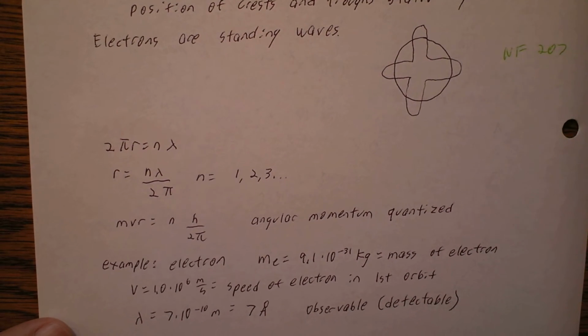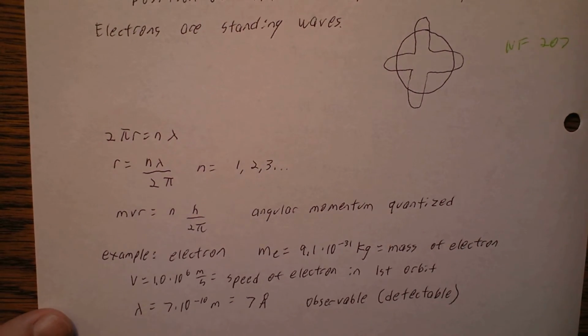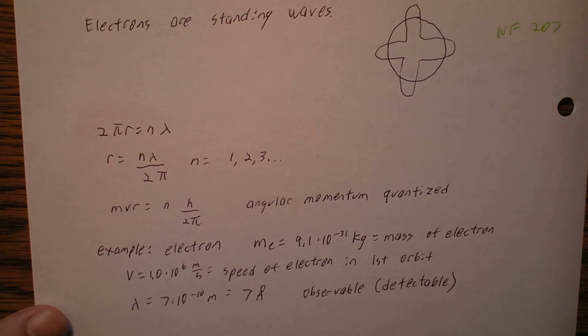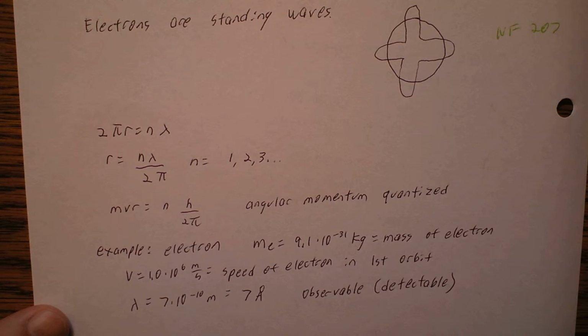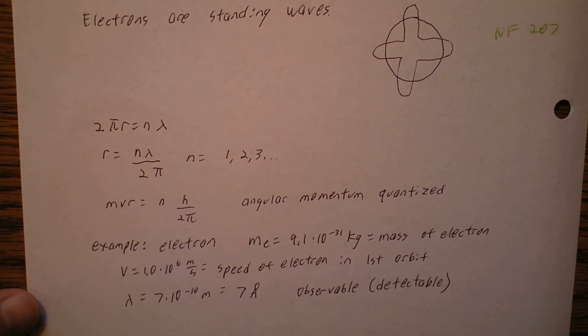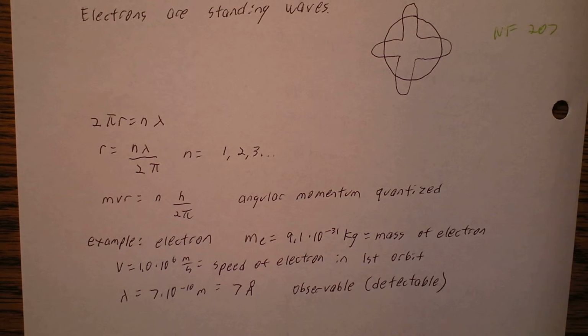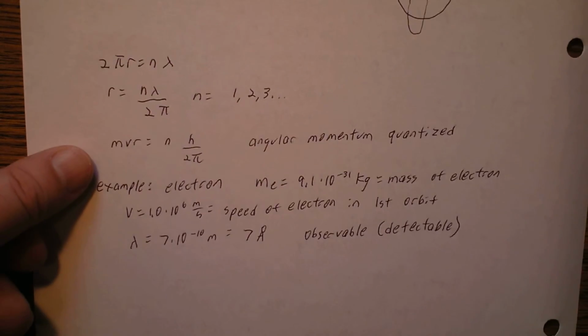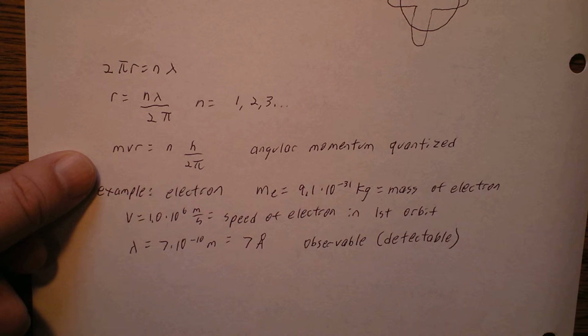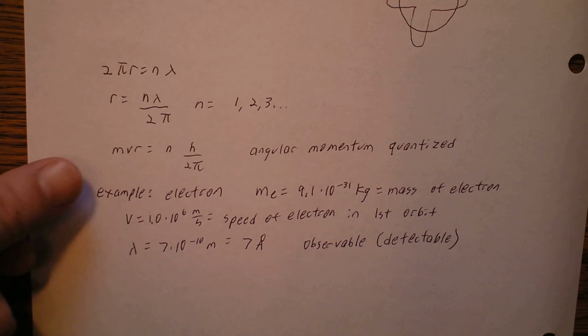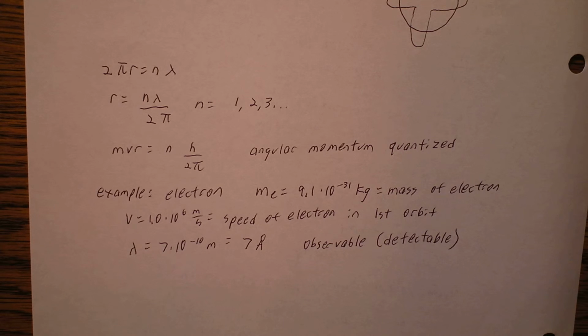Now, we have 2 pi r is equal to n lambda, where r is equal to n lambda over 2 pi. So we solve for r. And then n, of course, is just a positive integer, 1, 2, 3, etc. So we get mvr is equal to nh over 2 pi. So angular momentum is also quantized.